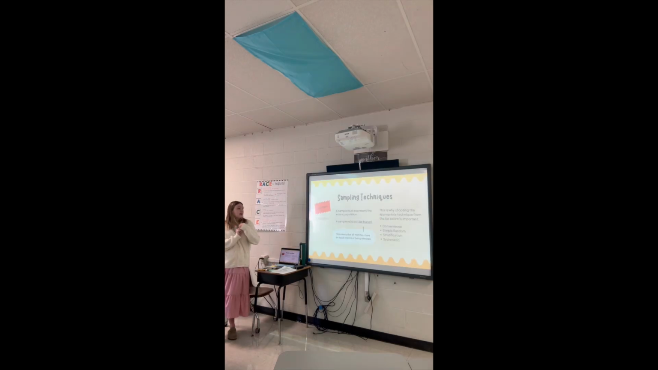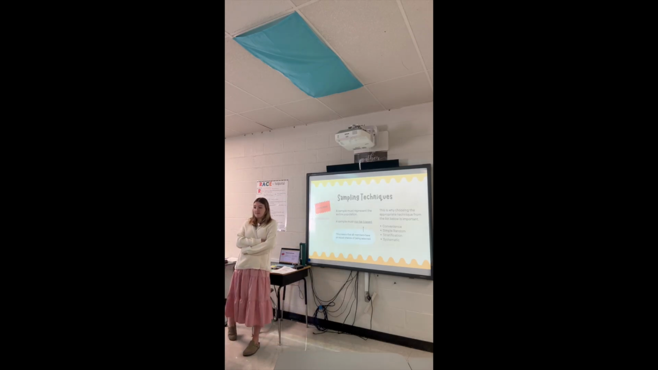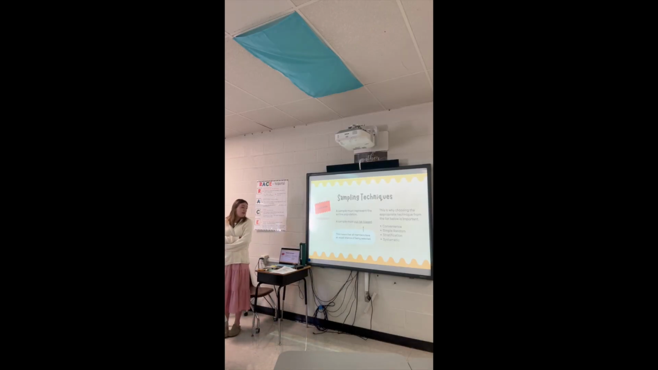There are a couple techniques to sample, but a sample must represent the entire population and it must not be biased. Who can tell me what bias means? Picking certain people and not picking others, right. Unbiased means that all members have an equal chance of being selected. So, this is why choosing the appropriate technique from the list below is important, and there's 4 of them: convenience, simple random, stratification, and systematic. Has anyone ever heard of those terms before, or are they all new to you? We kinda heard of them before, maybe 1 or 2.